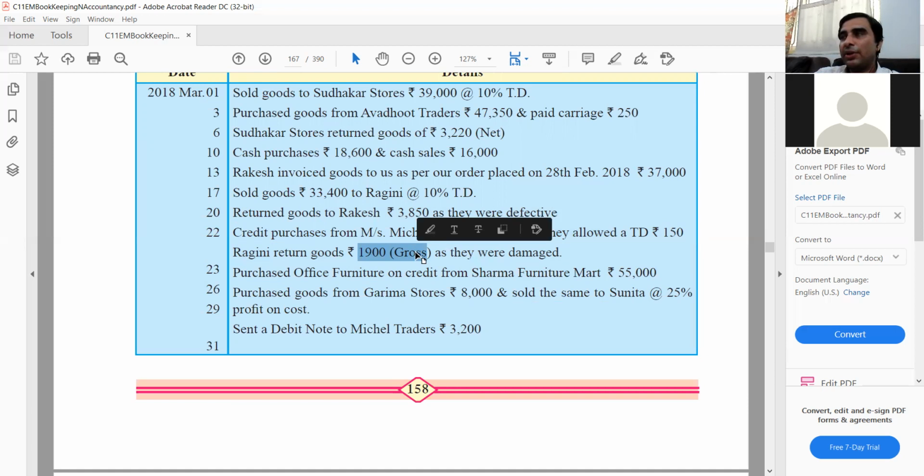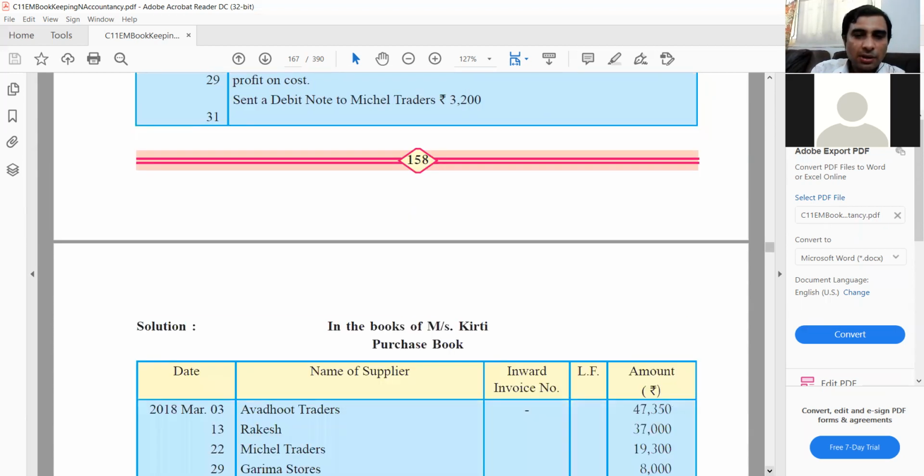That means what had we done with Ragini? We had sold goods to her and now she's returning goods to us. So this will come in the sales return book. Ragini's name will come, and the amount will not be 1,900, it will be less than 1,900. Now we need to go up and see what discount is given in case of Ragini. But if I look up here, there is no transaction with Ragini. So I will probably record 1,900 as the whole amount, but let's see what they are saying.